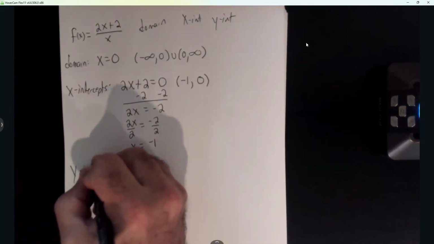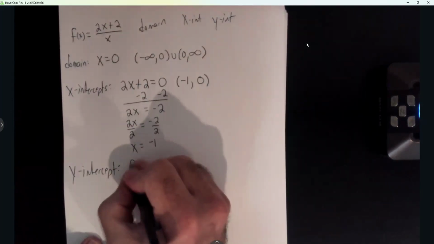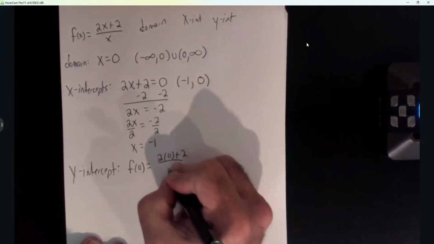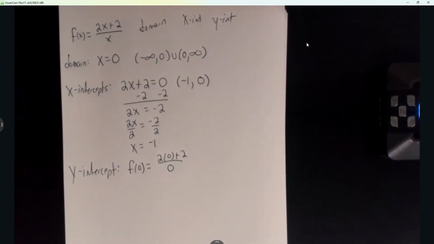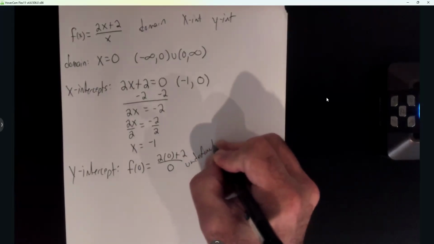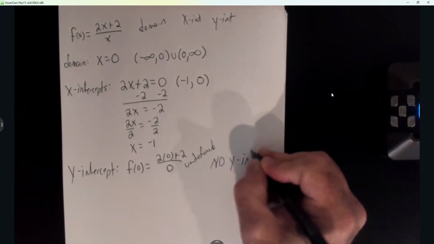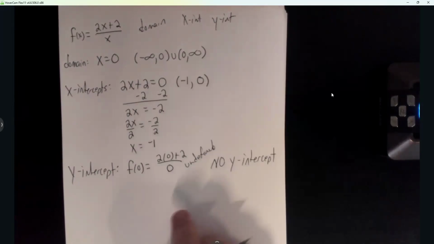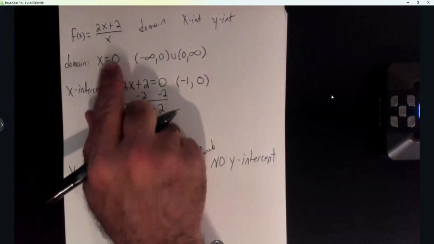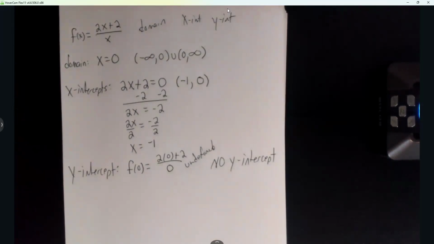To find my y-intercept, I would find f of 0. So I would have 2 times 0 plus 2 over 0. Well, y'all look at that. You got a 0 in the denominator. This thing is undefined. Since this is undefined, that means there is no y-intercept. Well, that makes sense because we told it we had to exclude 0 from our domain anyway, okay? So, no y-intercept on that one. So let's go plot that and then we'll graph it, okay?